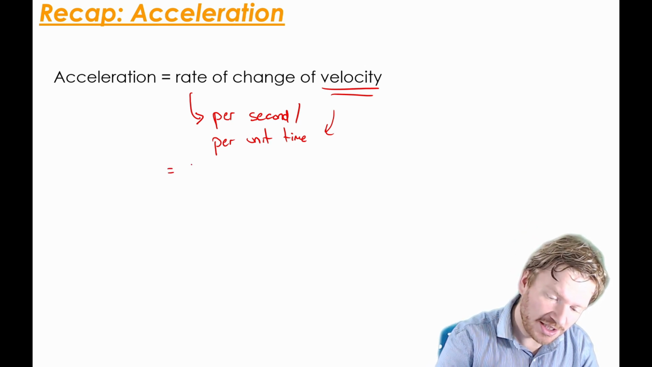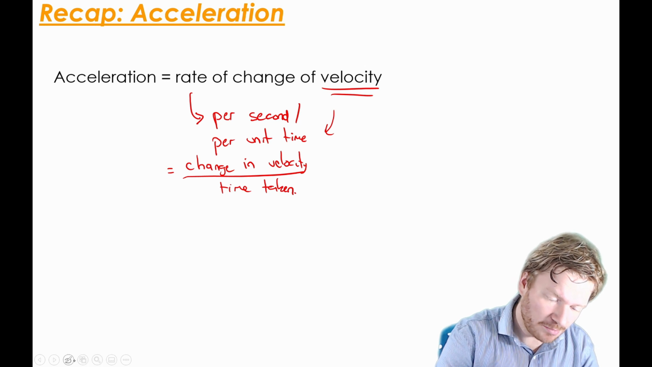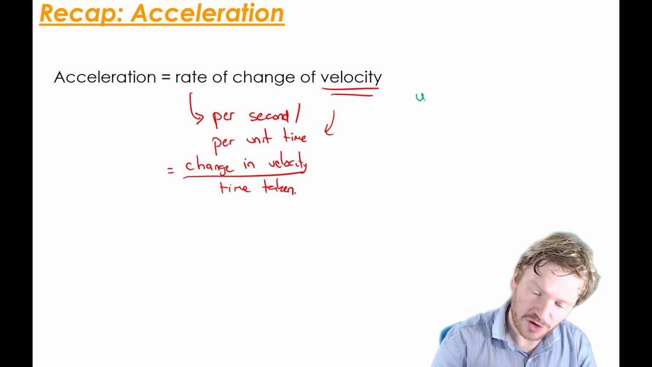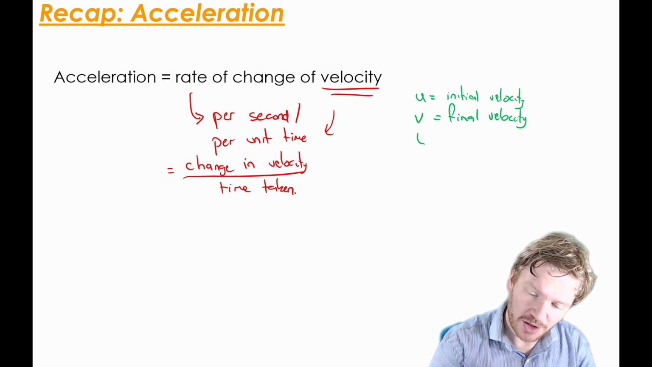So to find that, we need to do the change in something's velocity divided by the time that took. Now, in most of physics, we use a couple of special letters. We always use the letter U to be the initial or starting velocity of an object. We use V to be the final velocity of the object. We use T for time and A for acceleration. Worth noting, we also use S as displacement, or distance from where I started.